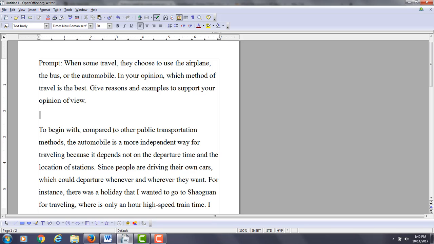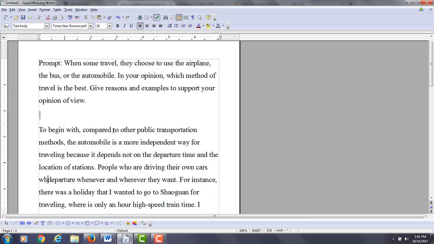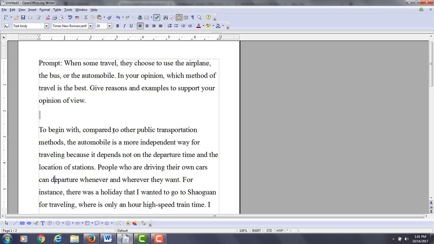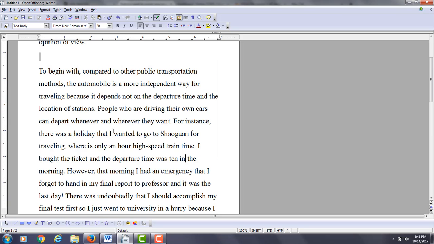Yeah, I think since people are driving their own cars, which could, the problem is that is a fragment. So you definitely don't want to do this in academic writing. You have two dependent clauses. So we have to fix this problem. So maybe people who are driving their own cars can depart. I'm going to use depart as a verb whenever and wherever they want. So now you no longer have that problem.